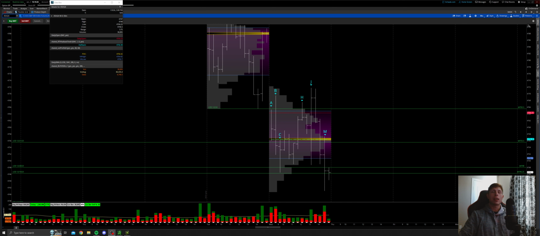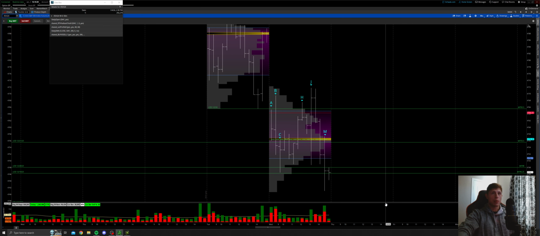Today was a very choppy, kind of lackluster day. Decent range, not the worst, but nonetheless a very choppy session, as you can see by all the back and forth action that we had here on our 30-minute profile.